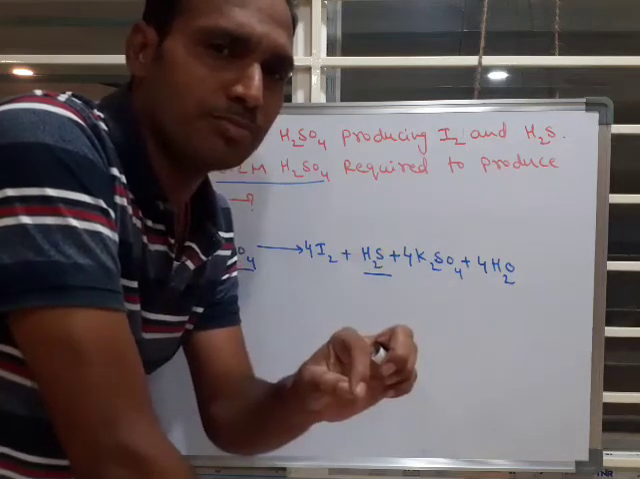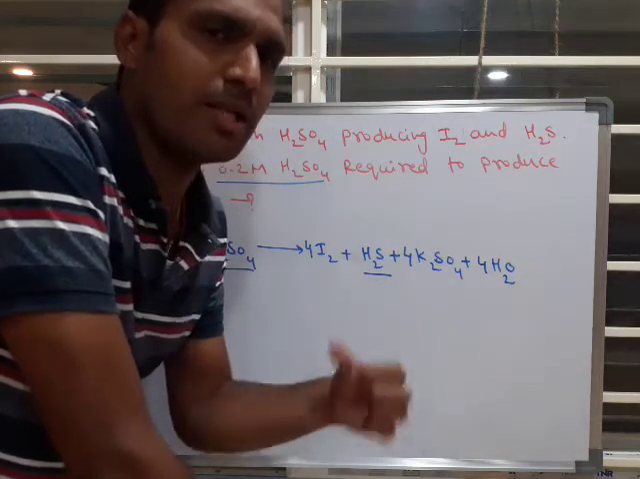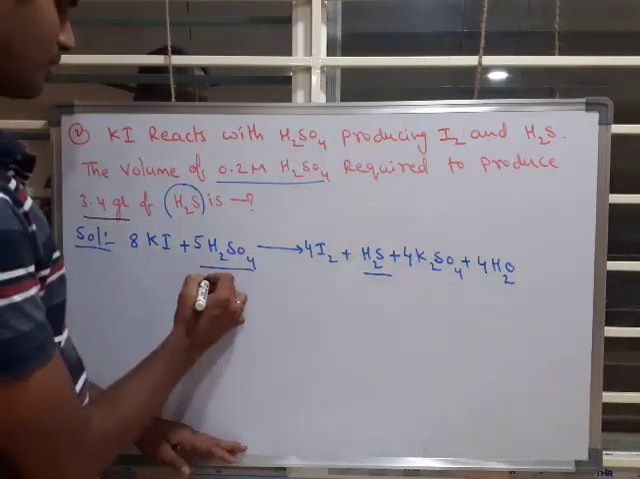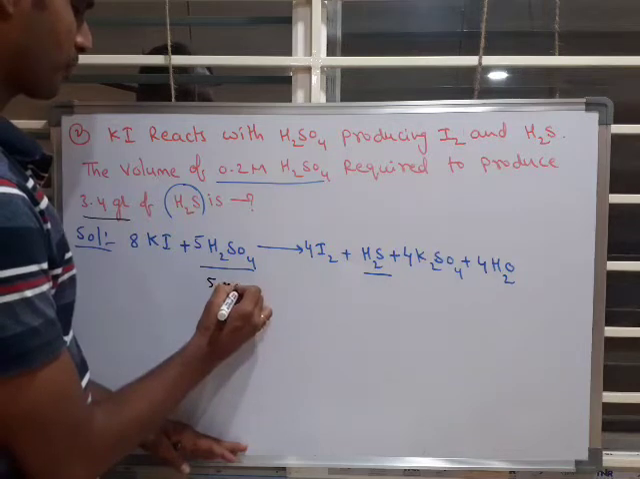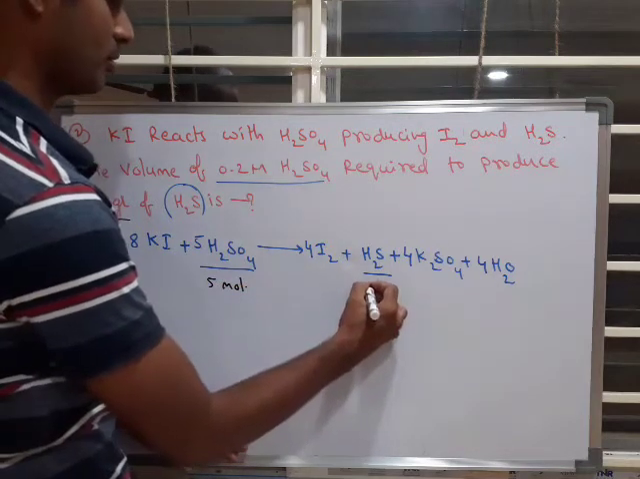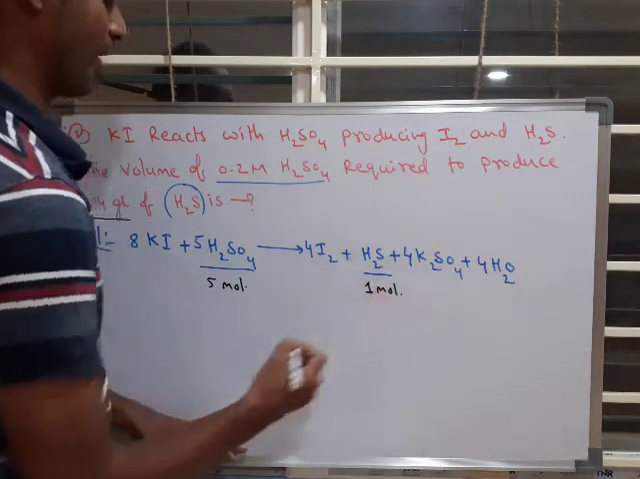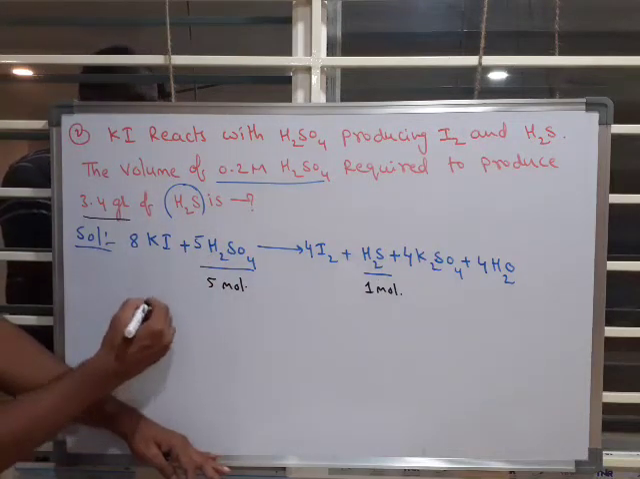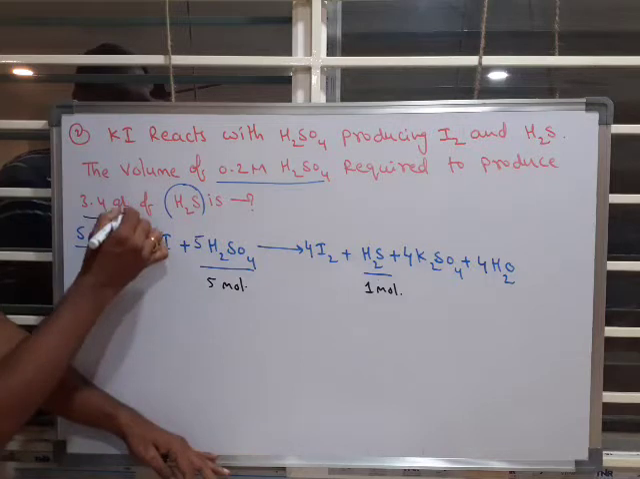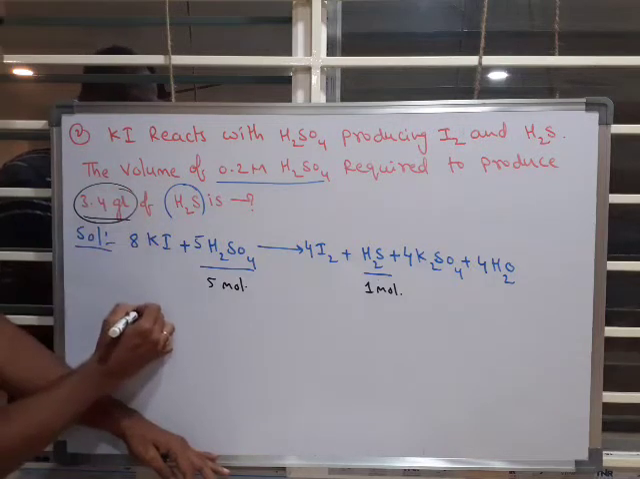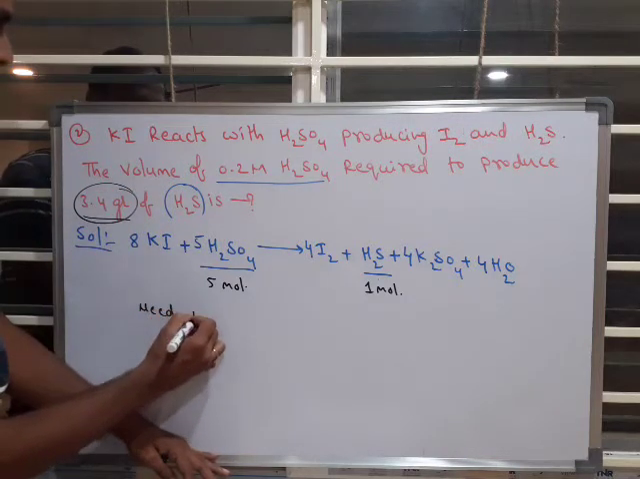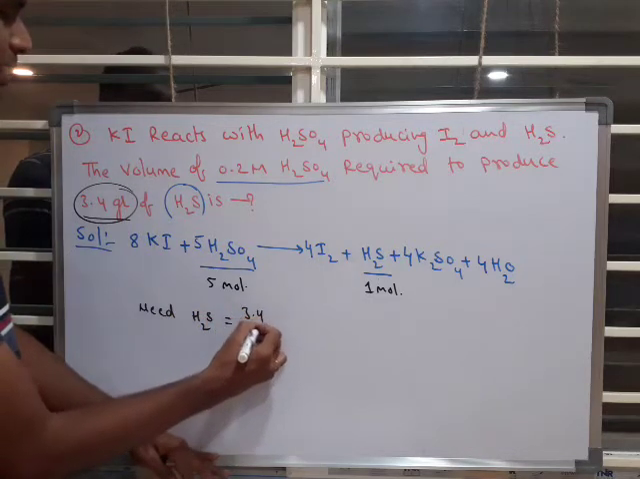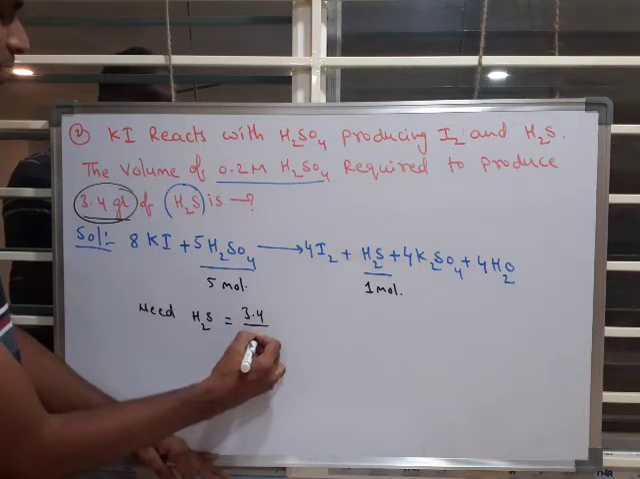So first, in terms of moles, we have to convert it. We need to produce how much H2S? 3.4 gram. We need H2S with weight 3.4 gram. What is the molecular weight? It is 34.